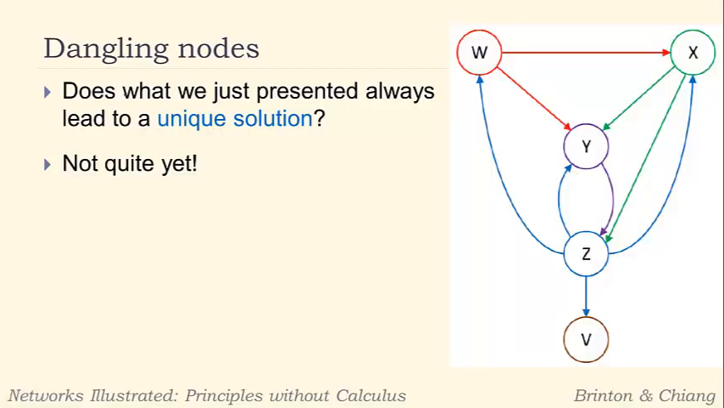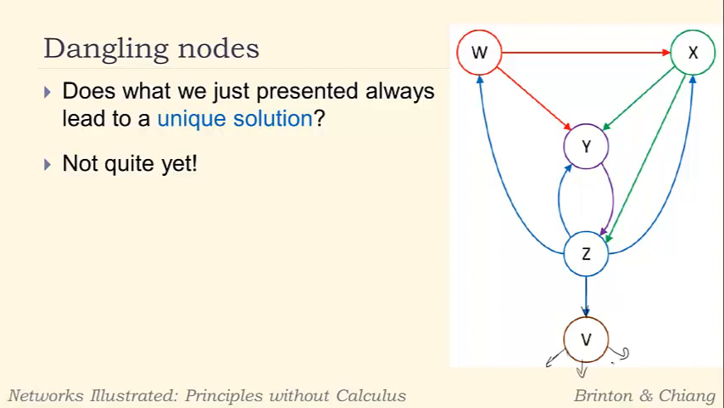So let's consider again our example over here, and we've augmented it now with one link pointing to this node V over here. Okay, so now let's look at V for a second. V isn't pointing to anyone. It has no outgoing links, if you notice. So what does that imply?